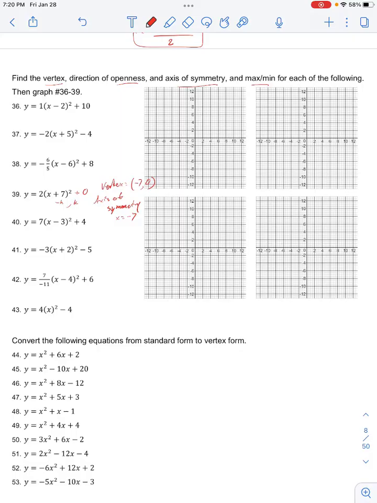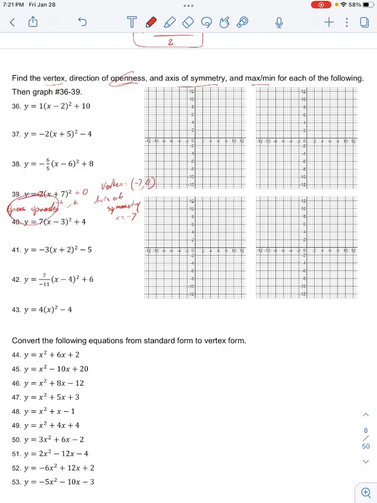And looking at the direction of openness, since this is a positive 2 coefficient in front, we know that the graph is going to open upwards. If we look at end behavior, if we plug in larger values for x, like positive and negative infinity, then that squared will be a positive number times that positive coefficient, which will give us positive end behavior, so it's going to open upwards. So our function opens upwards.